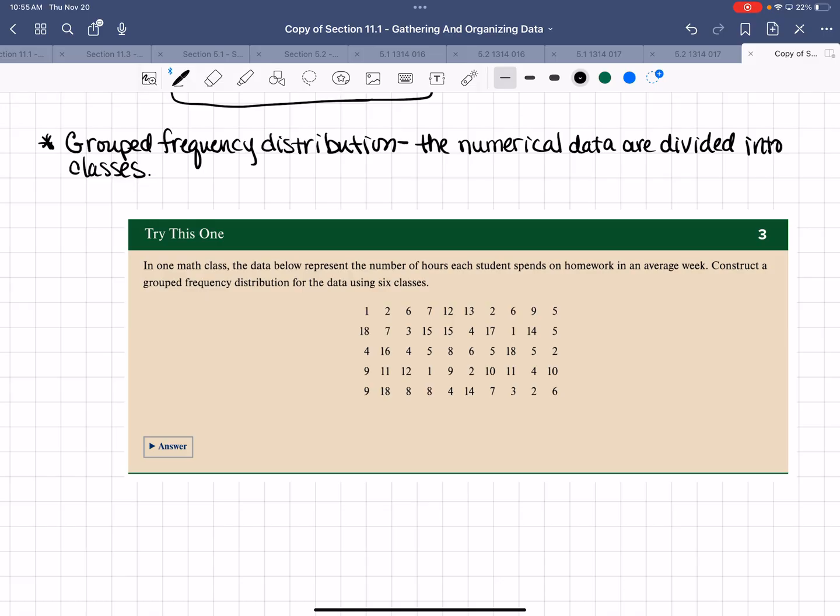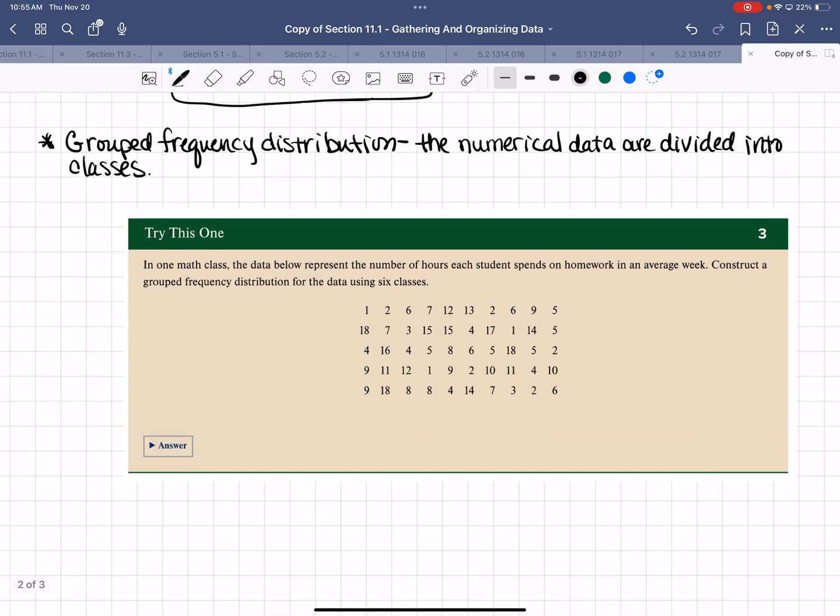So what we do is we design what we call classes. So it's just a range of numbers. So like I would go, okay, this is 100 to 125. And then I would list the frequency, how many people weighed 100 to 125 pounds. And then I would go 125 to 150. That would be maybe 300 people that weighed that many pounds, okay?